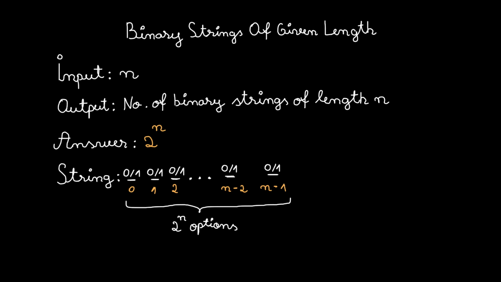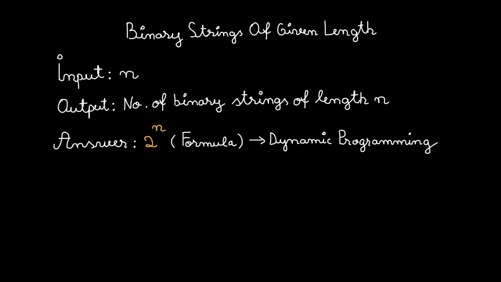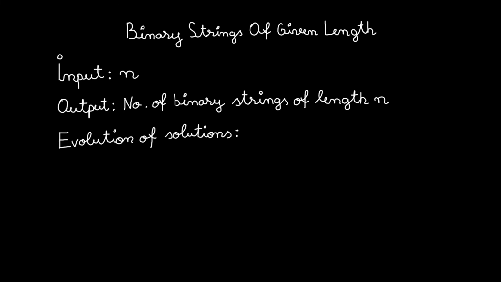Now, we will see how to achieve the exact same result using dynamic programming. For that, we will analyze something that we call the evolution of solutions. We will start with the most primitive ones, which are the binary strings of length 1. There are exactly 2 of them, and they are 0 and 1.